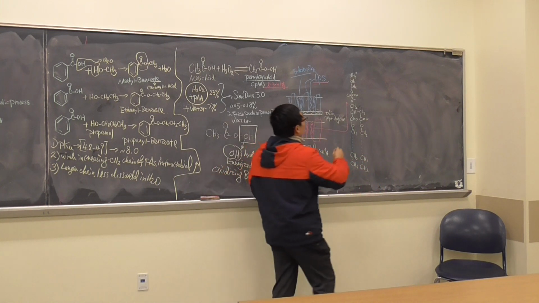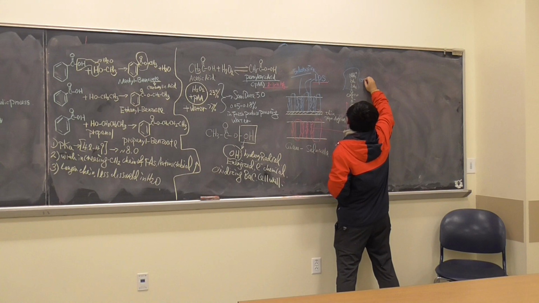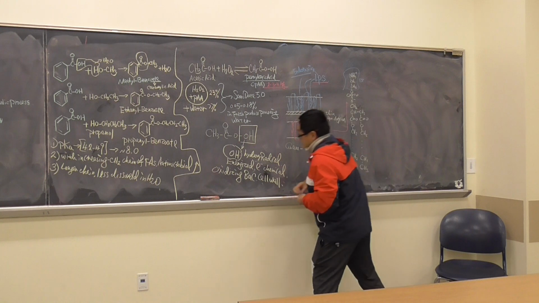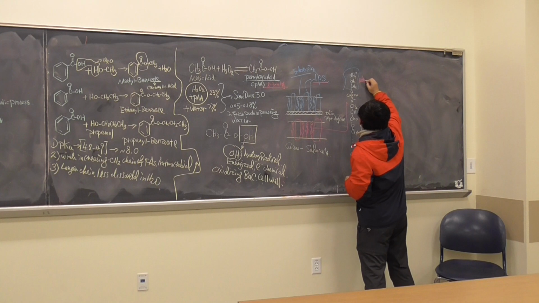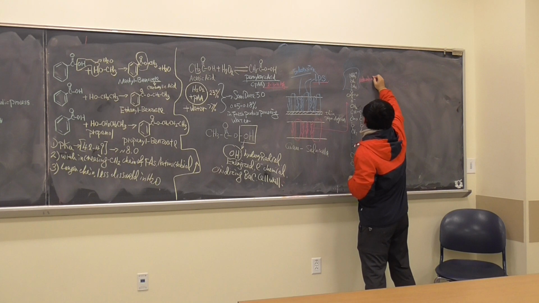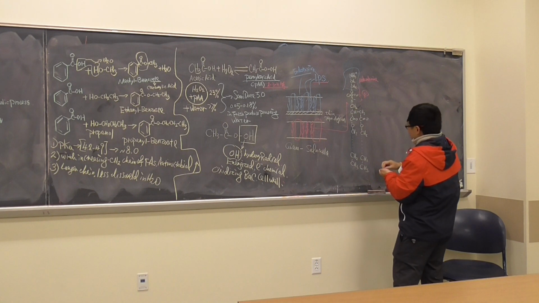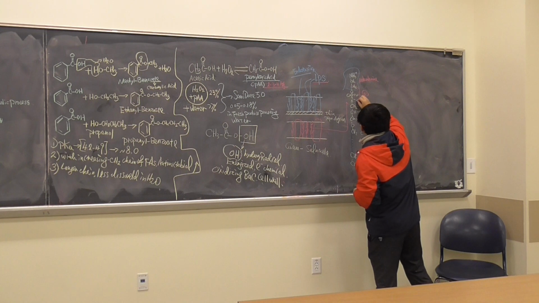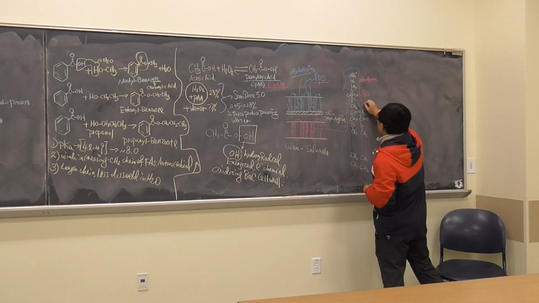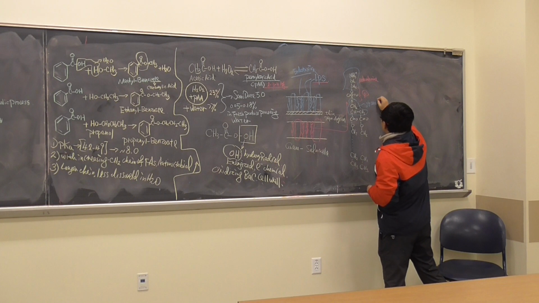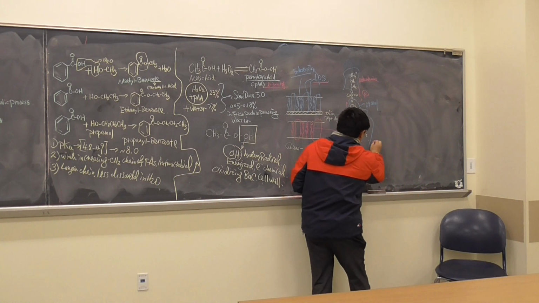What are these structures? This group on the top is ethanolamine. This is a phosphate, you know about that. How about here? It's a glycerol. How about here? That's a fatty acid.